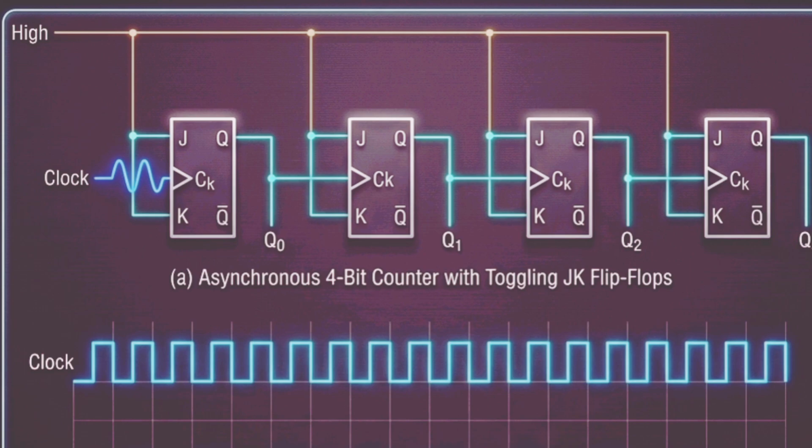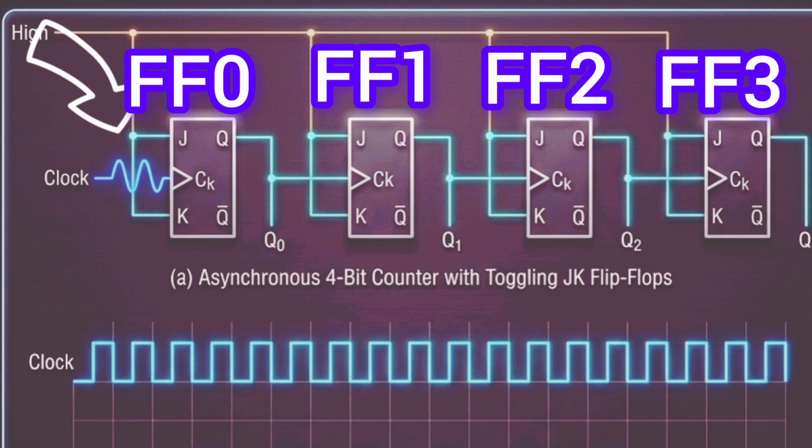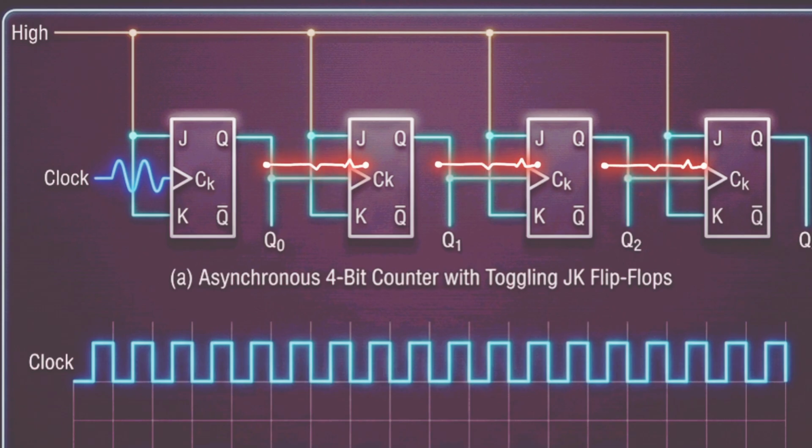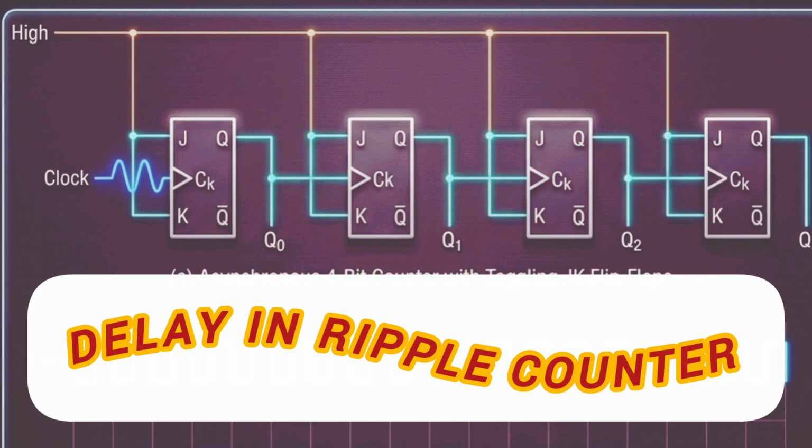The ripple effect. Unlike a synchronous counter, to be discussed later, where all the flip-flops share the same clock, in this schematic only the first flip-flop FF0 receives the external clock. The output of FF0, that is Q0, acts as the clock for FF1 and so on. This causes a slight delay as the signal ripples through the chain.